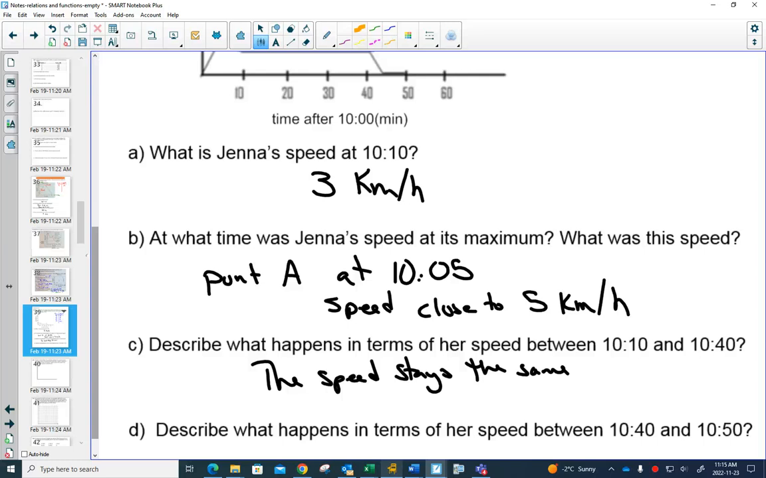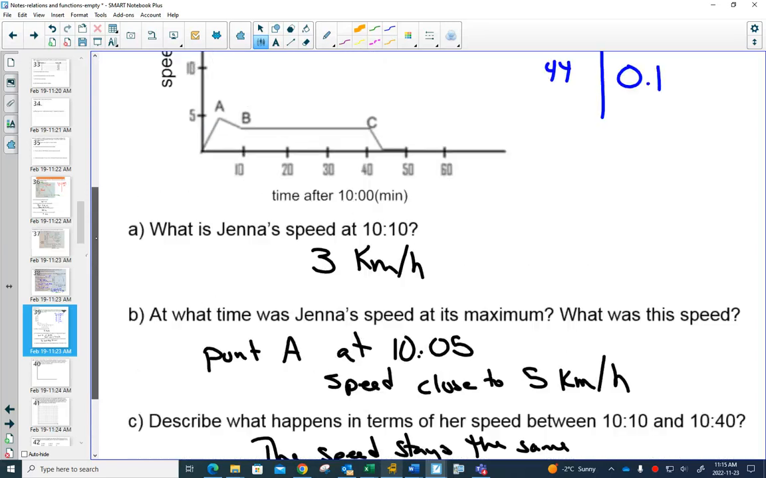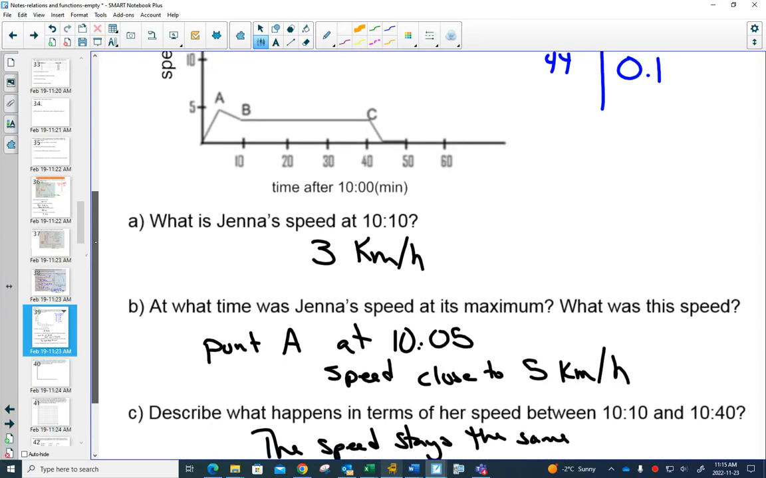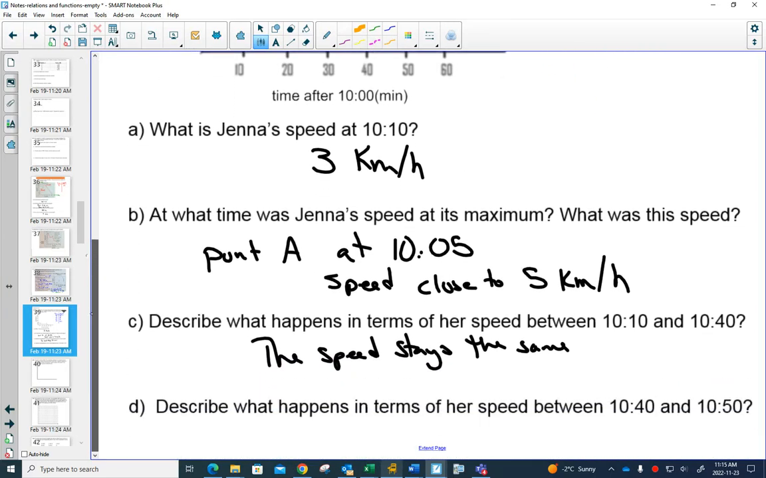Describe what happens in terms of her speed between 10:40 and 10:50. What is she doing? What is she doing as it's dropping to 0? She is slowing down and stopping. Right?